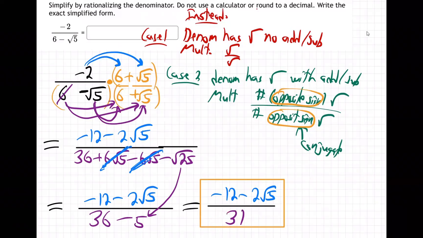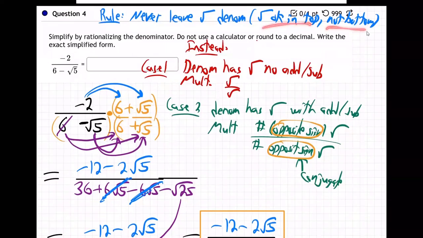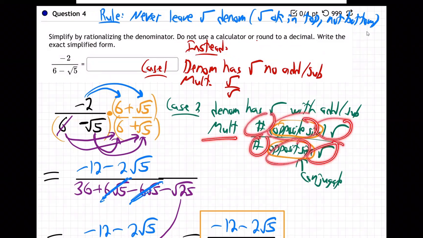So let's backtrack and talk it out for a second, because this is definitely a harder situation. The rule is we never leave roots in the denominator. They're okay in the top, not in the bottom. So how do we get rid of the root? Case 1, if the denominator just has a root and no adding, subtracting, that's easy. Multiply top and bottom by just the root. But case 2, if the denominator has a root with adding and subtracting, like ours did, then you've got to multiply by more. The number, opposite sign, root, top and bottom.